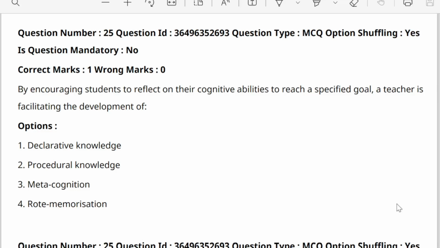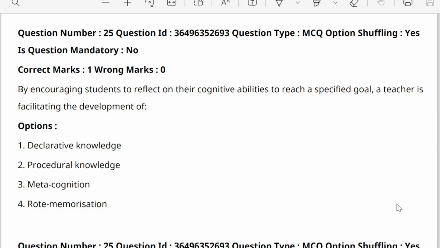So declarative knowledge is the knowledge which you declare to yourself. Procedural knowledge is knowledge of the procedure of doing something. For example, if I ask you to write a letter and you know that the date has to be written on the right hand side and the person's name, that is procedural knowledge. Rote memorization is when you have just learned something by heart and you're just reproducing it.